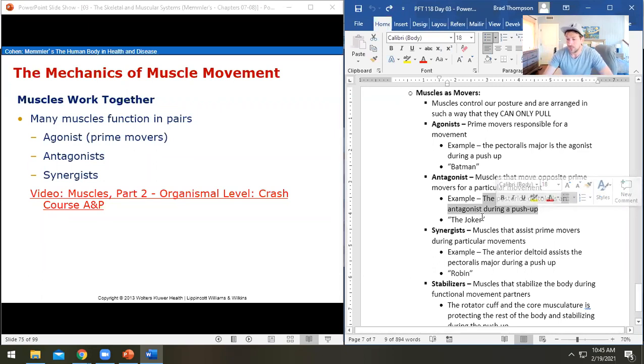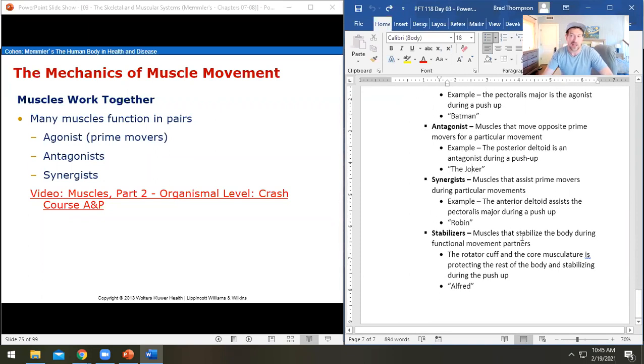If you want to think about it, that's the Joker, right? Total opposite of Batman. Batman's going that way, Joker's going that way. They're total opposites to each other. Now, muscles need to also have a helper muscle, right?